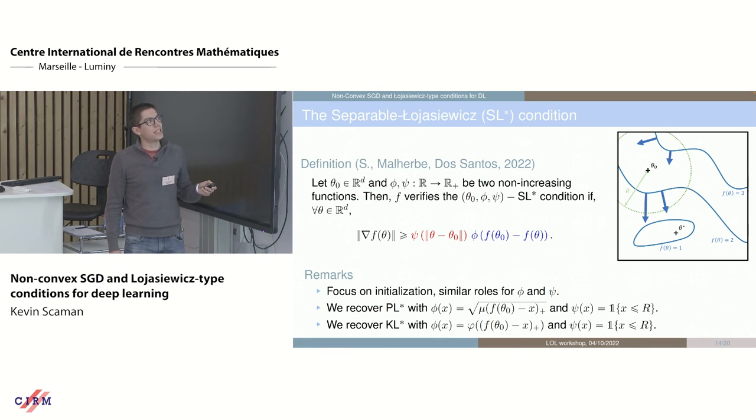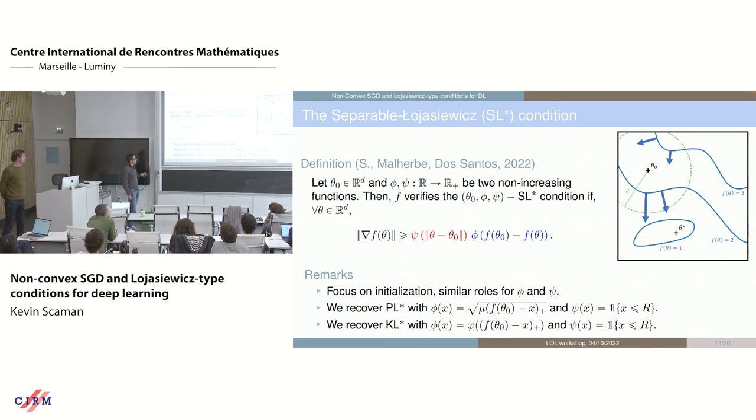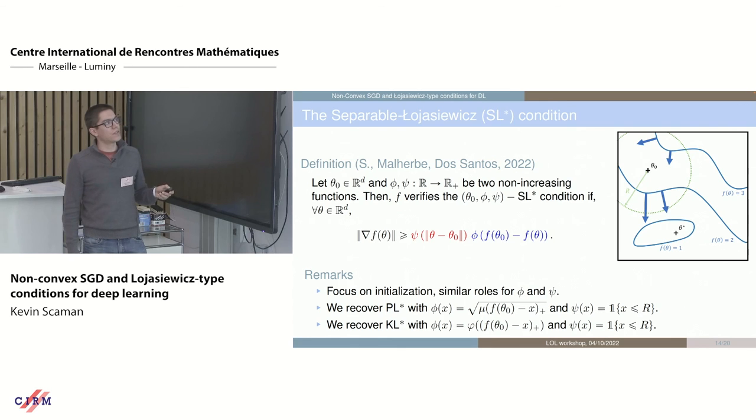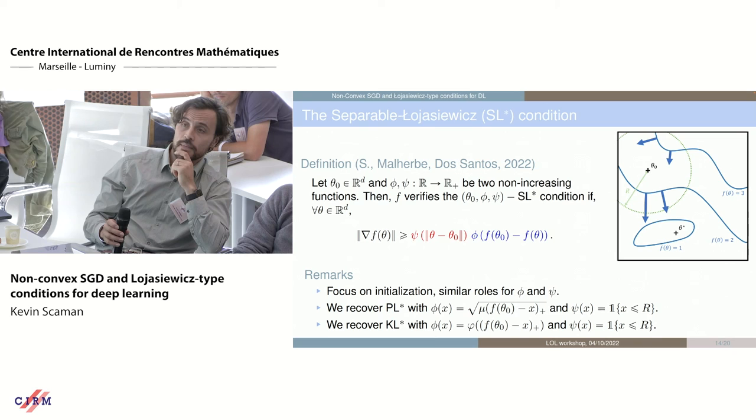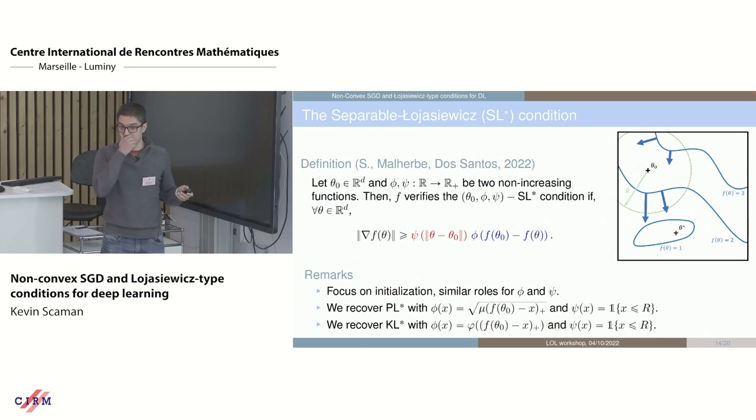It's just that it's a bit easier to work with this formulation because here psi and phi are both non-increasing, so they have the same role. A second reason is that this is a bit more generic. You can prove that you decrease even if you don't know what the optimal value is, if you don't know that the optimal value is f theta star equals zero. If you just have a bound that depends on initialization, then you can still show that you're going to decrease to a certain value.